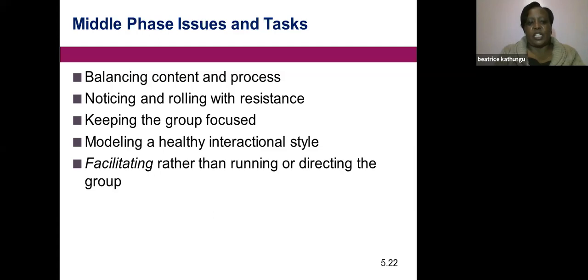So we can acknowledge that content need and we can plan to have another session for a content group where we can teach a skill. So we need to balance between content and process depending on what our focus is. The other important point is about being able to notice and roll with resistance. Just like with individual clients, clients in groups will demonstrate resistance.